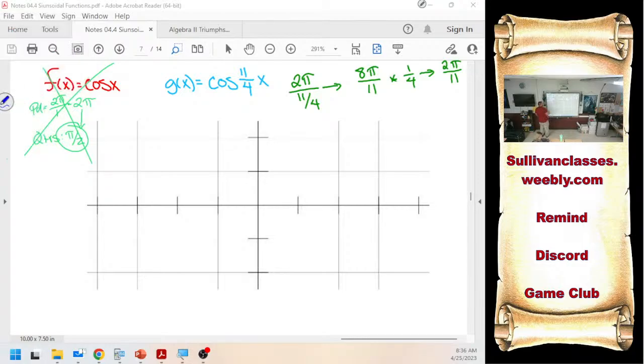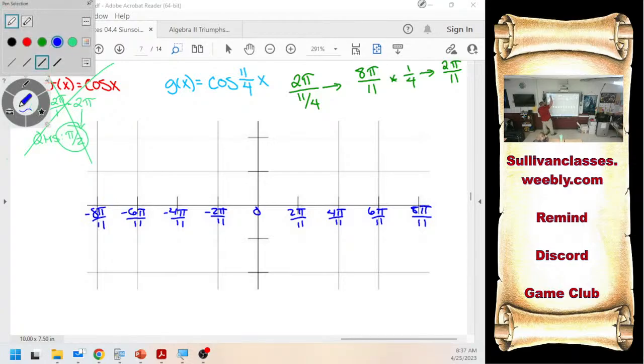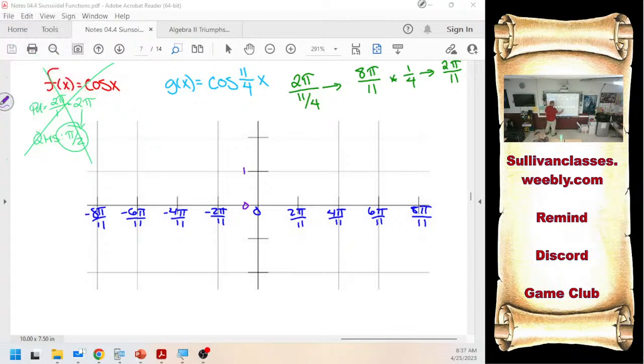Okay, we have from 0 out to 8 pi over 11. Quarter marks are 2 pi over 11, so 2 pi over 11, 4 pi over 11, 6 pi over 11. Negative counterparts. I don't see a change to amplitude, so I will put 0, 1, and -1 along my vertical axis.